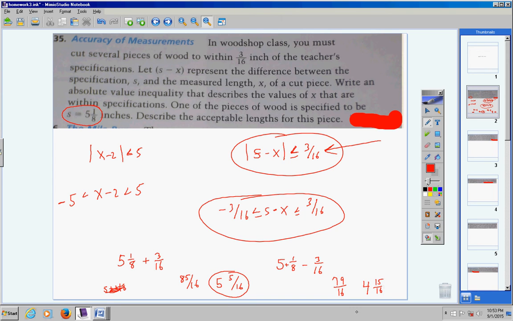Alright, there we go. So there's the equation here. Let me check in the book and make sure my answers are right. And yes, the answers are correct: 4 15/16, and 5 5/16. Okay, let's go on to another problem. Let's really practice these, okay?